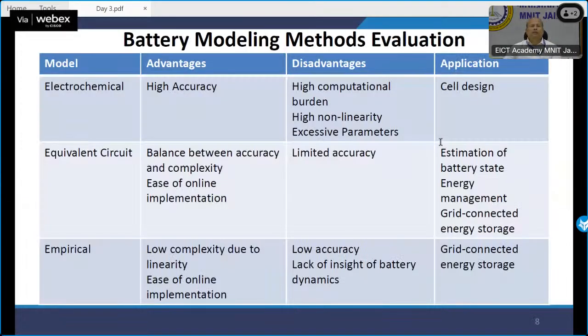Moving to the next one, the battery modeling methods and their evaluations. There are so many models. The electrochemical model, merit is that it is high accuracy, no doubt about it, but the limitation is high computational power.